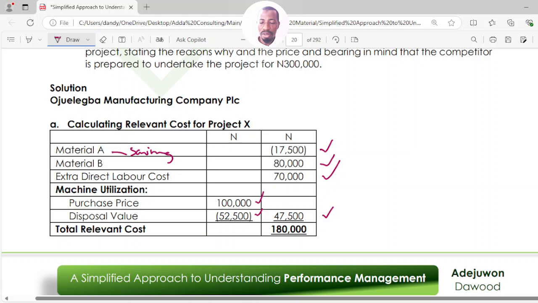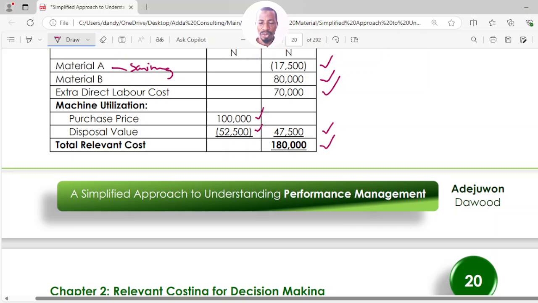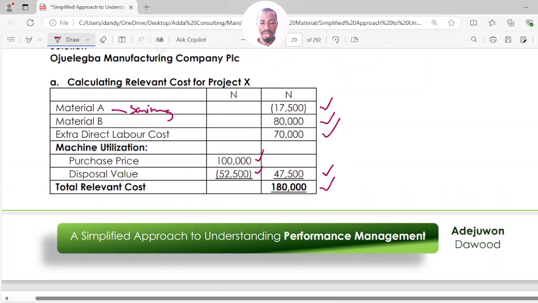So this will give us 180,000 naira, which means that the contract price is 300,000 naira, but the company will incur only 180,000 naira. And because the company is currently operating above break-even point, it means that this project is profitable. This project is profitable because the company is going to earn additional contribution or profit of 120,000 naira. That is the contract price of 300,000 minus the total relevant cost of 180,000, which is 120,000 naira.